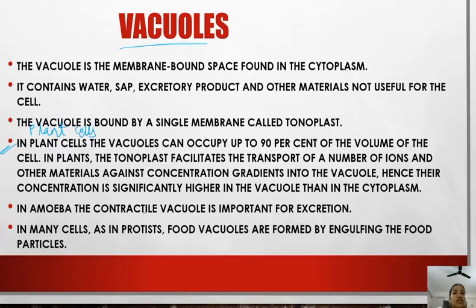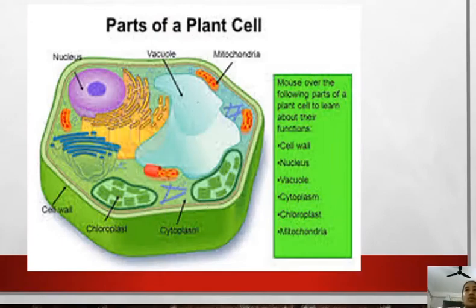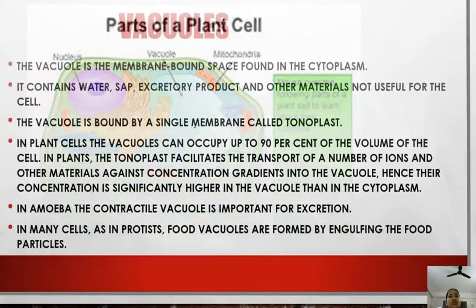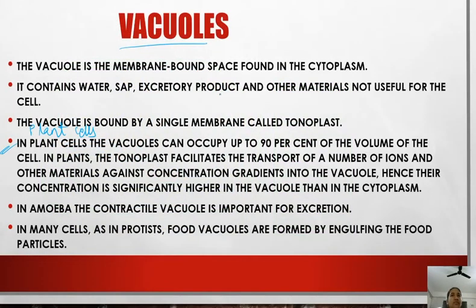In amoeba, the contractile vacuole is important for excretion. In many cells, as in protists, food vacuoles are formed by engulfing the food particles. So basically, let me show you the diagram. Can you notice these big structures? I hope so. So these are the vacuoles. Now what are these vacuoles used for? Basically they are used for the storage of excretory product or other materials that are not useful. It contains water. So storage of food and water also.